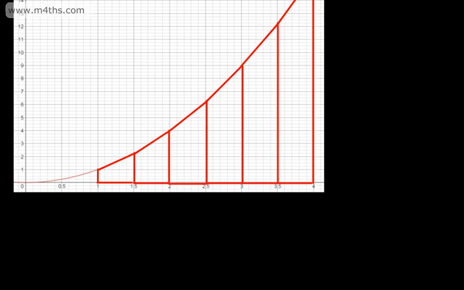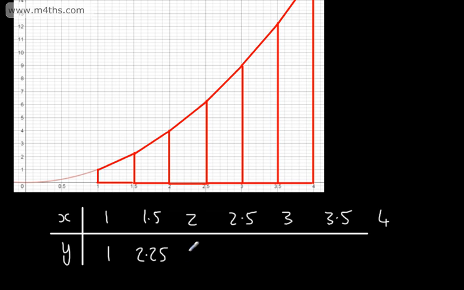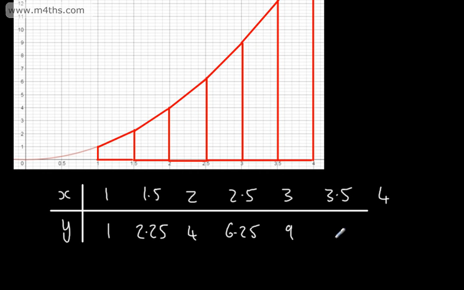So let's set the table up, and again all we need to do is use the x and the y coordinates. So x is going to be 1, 1.5, 2, 2.5, 3, 3.5, and then 4. So again, this is going to give us 1. 1.5 squared is 2.25. That's going to give us 4, that's going to give us 6.25, that's going to give us 9. What's that going to give us? 3.5 squared, 12.25, and that's going to give us now 16.